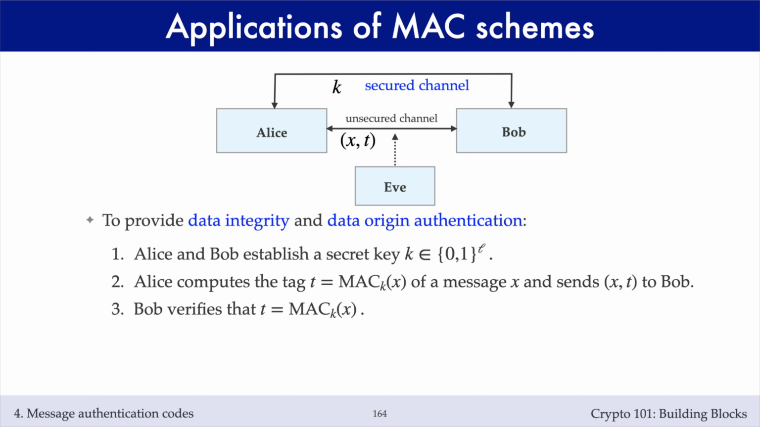The idea is that if an adversary sees the message and the tag and modifies the message X, even in a single bit, then she cannot compute the correct tag of the modified message because she doesn't know K. Similarly, if the adversary selects her own message X, she cannot compute its tag since she doesn't know K. So in this way, a MAC scheme can provide data integrity and data origin authentication.